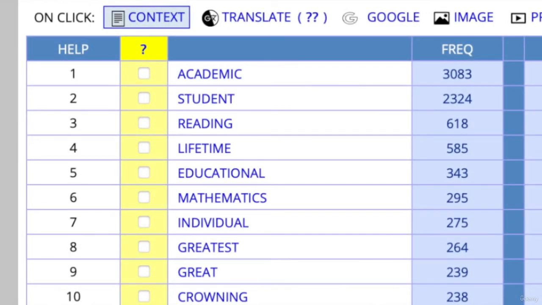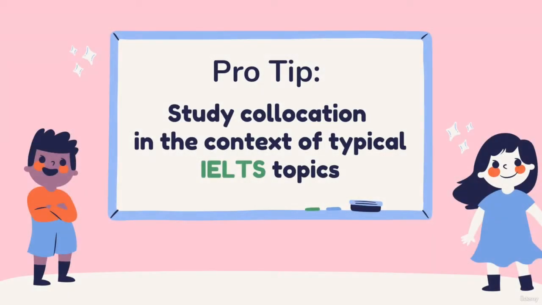You can also see that many of the most common collocates for achievement are related to academic study. Academic, student, reading, mathematics, educational, school, and so on. You should keep this in mind, because the next time you have to write about an educational topic, you'll have some great vocabulary that you can use.